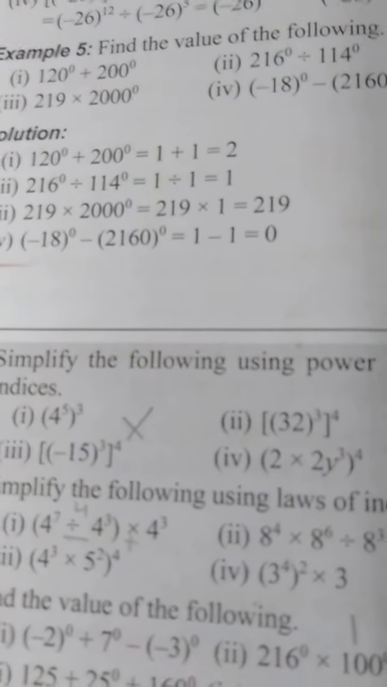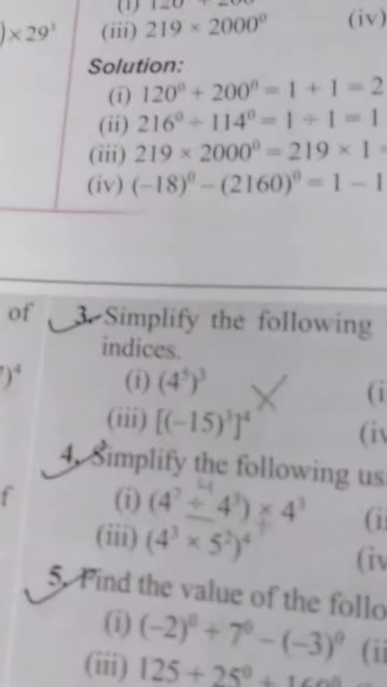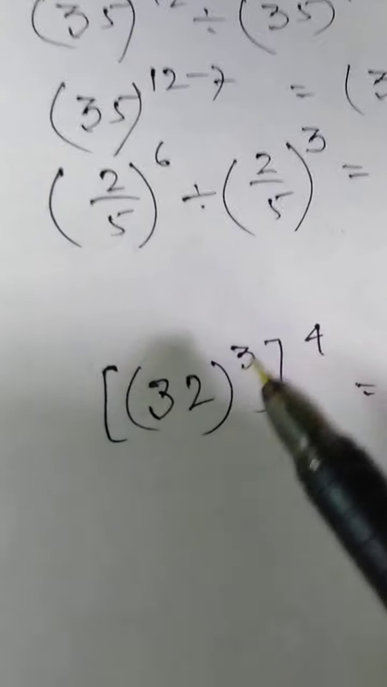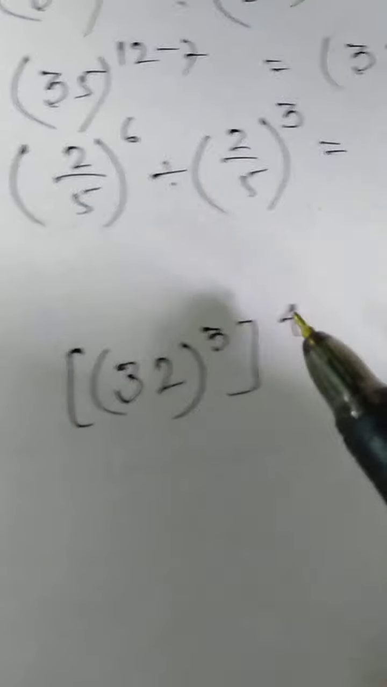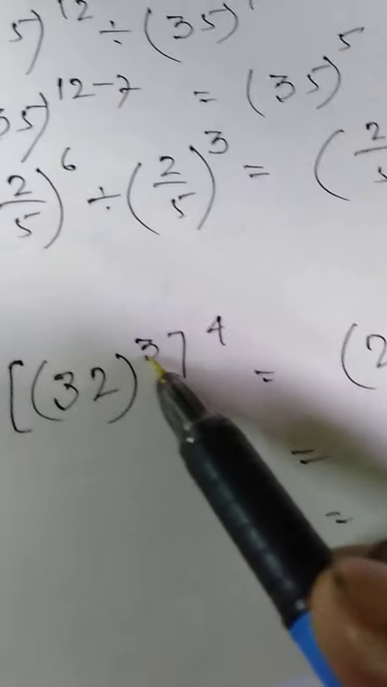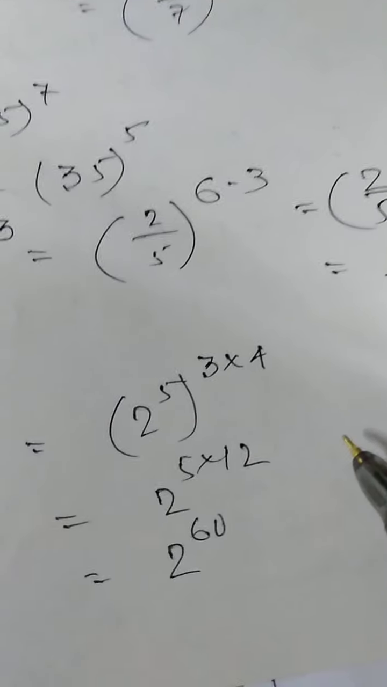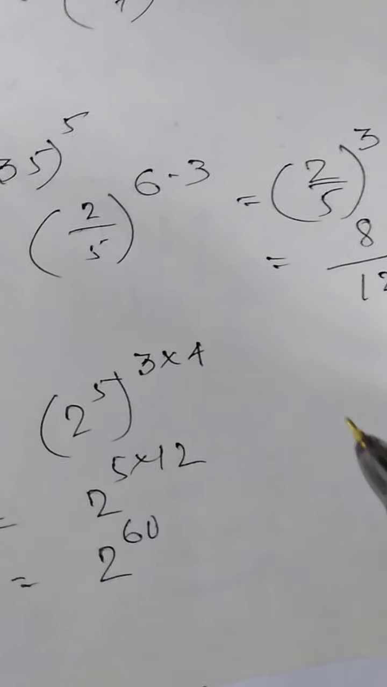Simplify the following using the power law of indices. See, the first question is 32 to the power 3, whole to the power 4. If I use the power law, then these two powers will be multiplied. And 32, if you do the factorization, you will get 2 five times.